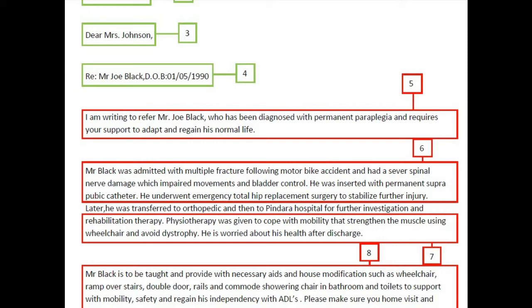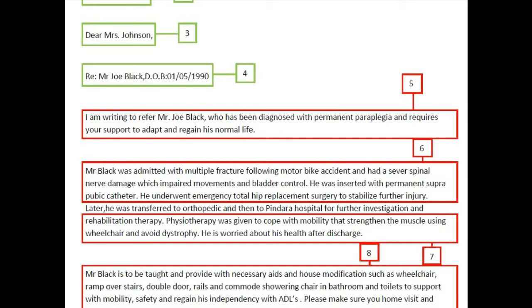in a more organized manner because you are writing this letter from Pindara Private Hospital, but Mr. Joe Black was admitted to Gold Coast University Hospital following his motorbike accident. So if you write it in such a way, a bit of ambiguity comes up. So you must clarify it by saying, Mr. Black was admitted to Gold Coast University Hospital with multiple fractures following a motorbike accident and severe spinal nerve damage which impaired movements and bladder control.